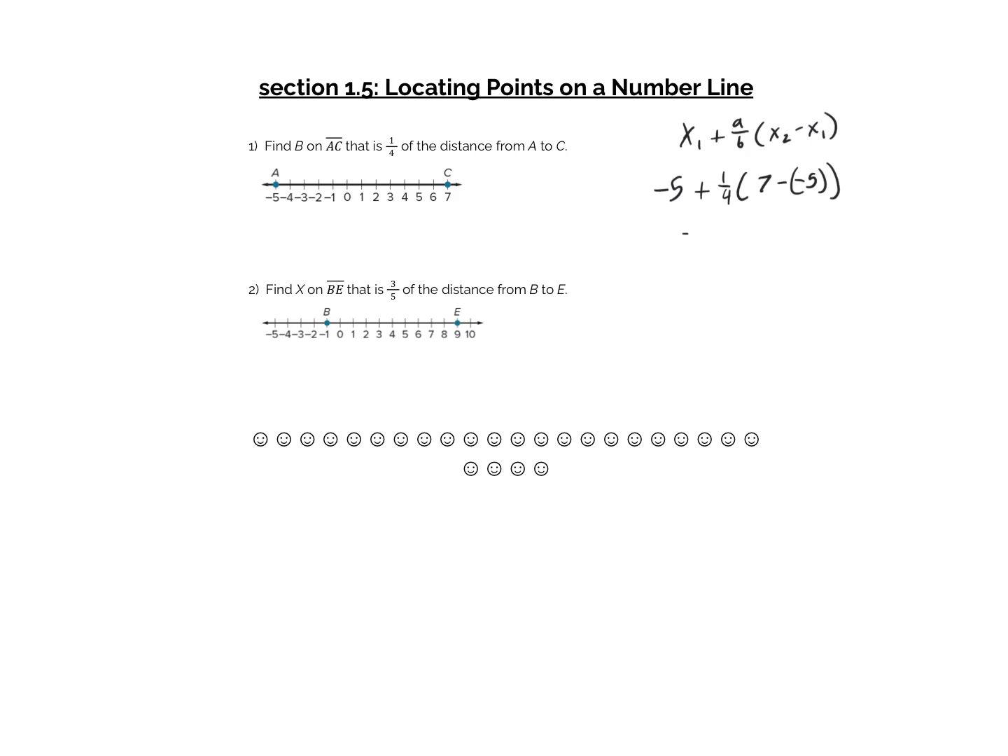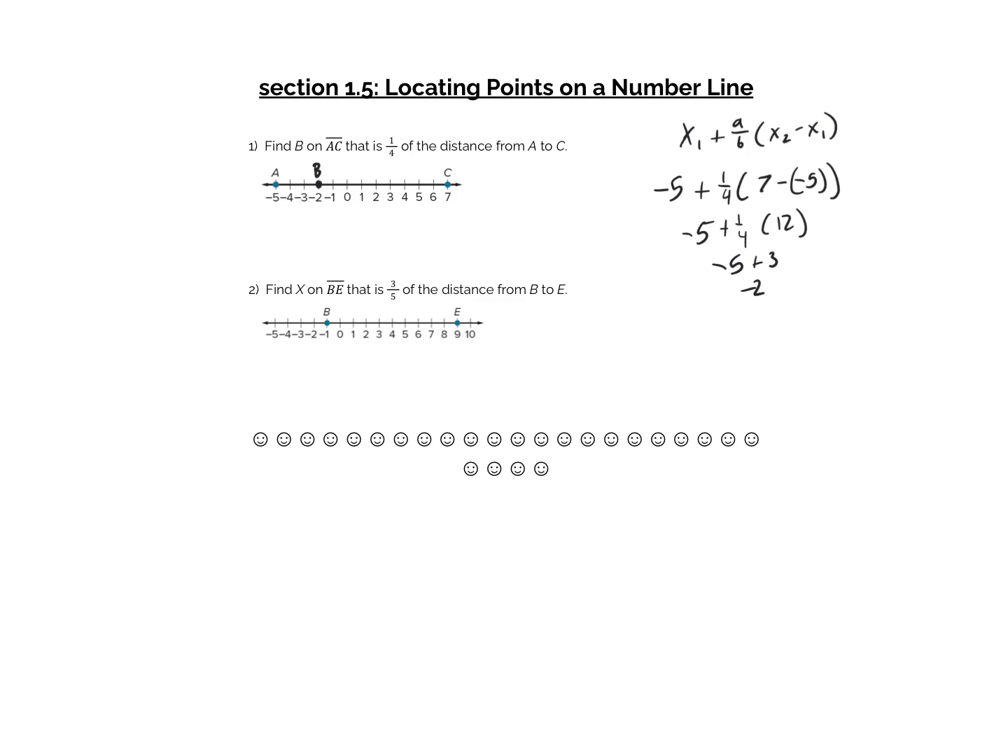So we just follow our order of operations and solve inside the parentheses first. 7 minus -5 is 12. Then 1/4 of 12, or 12 divided by 4, is 3. And then -5 plus 3 is -2. That means that our point B is at -2.